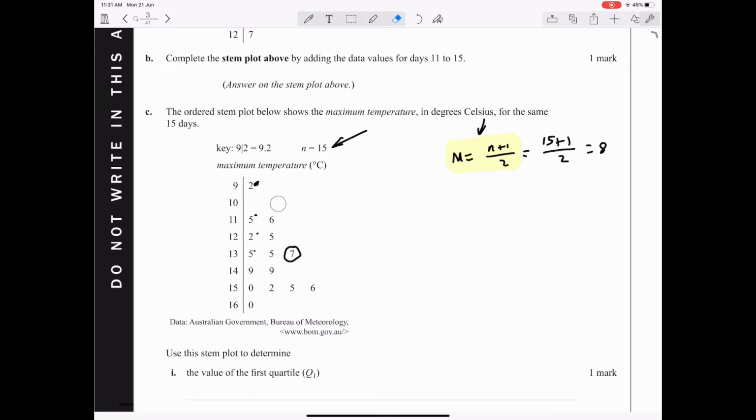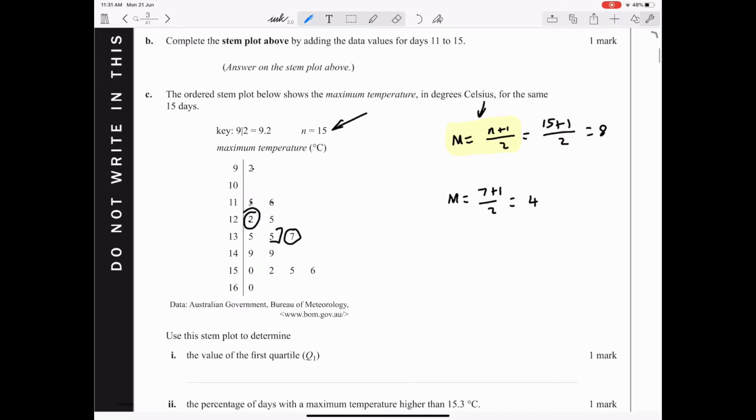Now basically you calculate the median of this section over here to find the first quartile. So there's 8 numbers there. 1, 2, 3, 4, 5, 6, 7. Sorry, there's 7 numbers there. So the median of that section would be 7 plus 1 on 2, which equals 4. So you count 4 from the start. 1, 2, 3, 4. So therefore 12.2 degrees Celsius is the first quartile, the value for the first quartile.